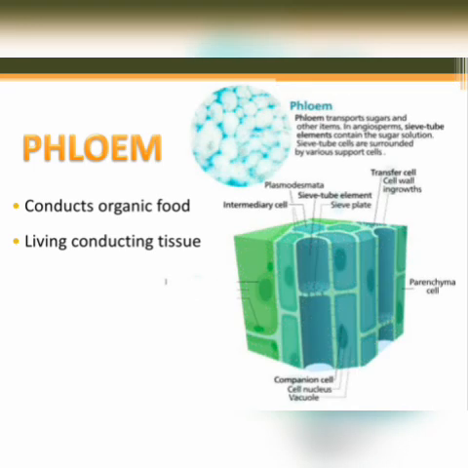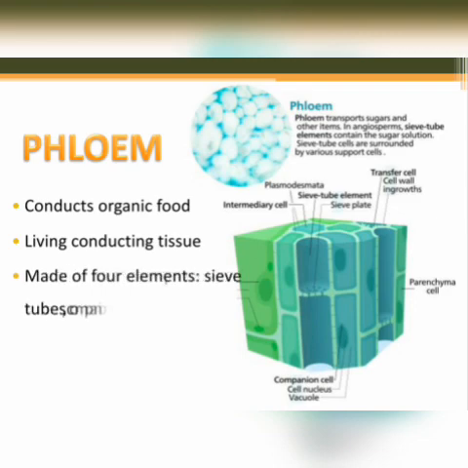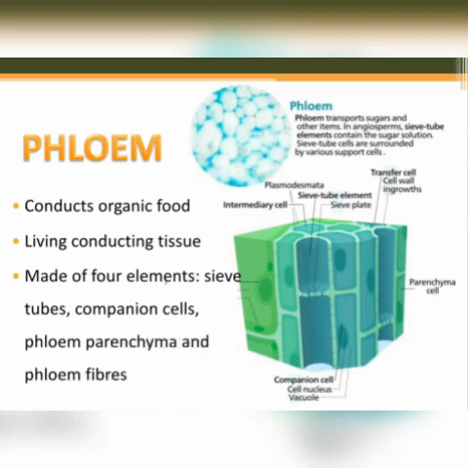As you can see in the figure here, it clearly makes us understand, with the help of all the elements, the structure that forms phloem. Phloem is made up of 4 elements here: sieve tube, companion cells, phloem parenchyma, and phloem fibers. In the next slide, the first of the elements of the phloem that we will discuss is sieve tubes.